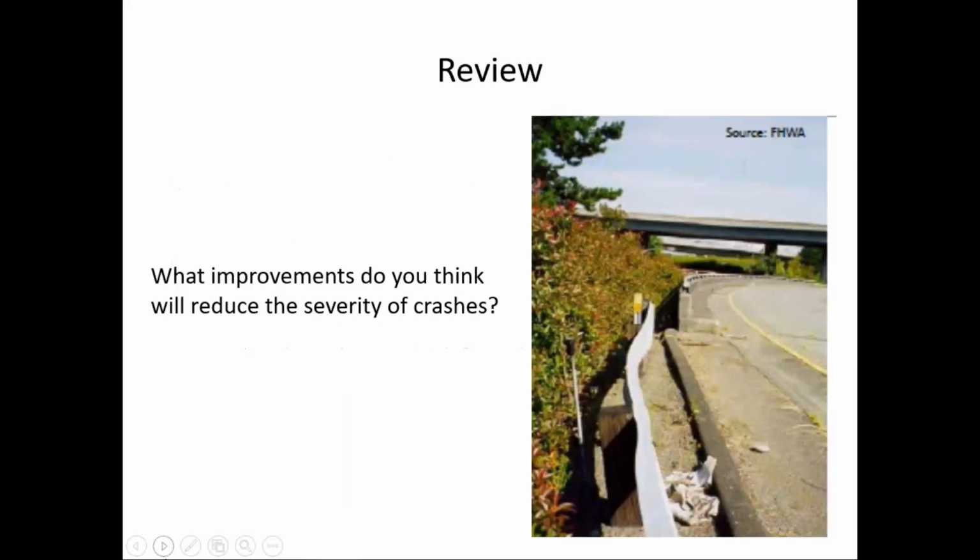And one more. What improvements do you think will reduce the severity of crashes at this location? You see, it looks like maybe a freeway ramp here. You can see a shoulder, you can see a curb here, you can see a damaged guardrail and a bridge rail here in the background. What improvements do you think will reduce the severity of crashes here? Appreciate any comments you want to put in the chat.